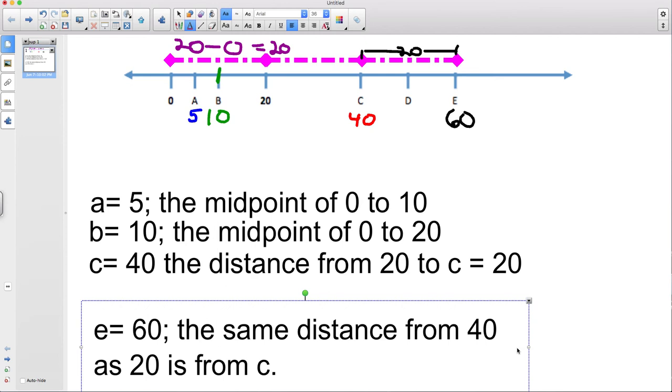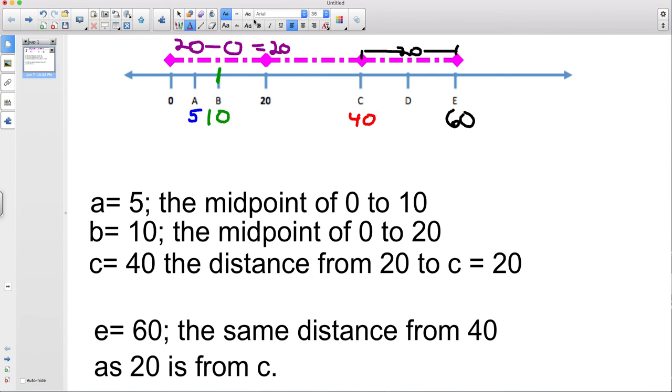So this is where you can feel free to explain your reasoning in different ways. I would just refrain from saying 40 plus 20 is 60, only because it's a little misleading of where you got the 20 from. Here it's very clear. I got this 20 from going 20 to C, because that's the same distance. I've proven that up here.